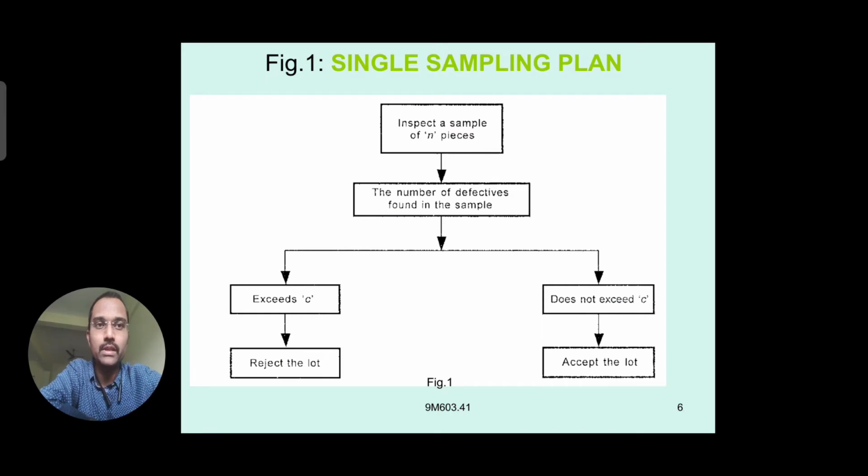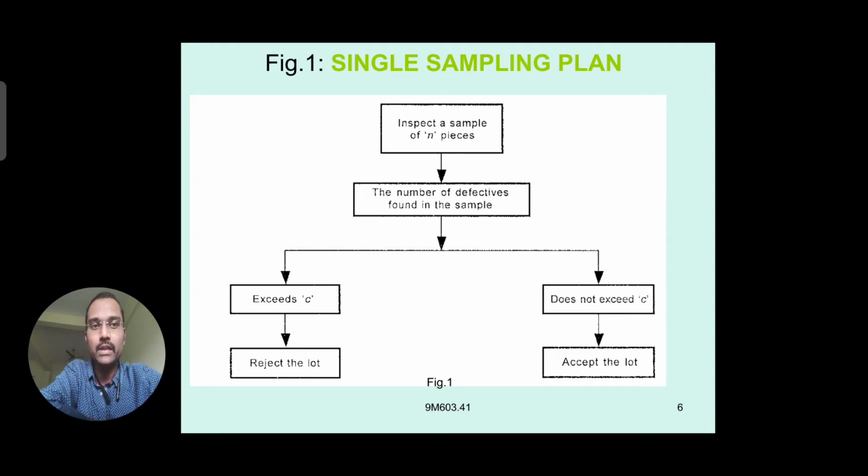So this is a flow chart for a single sampling plan, easy to understand. What we are doing is inspecting a sample of n pieces, a sample consisting of n pieces, some 5 units, in a lot of 50 units. Now we find the number of defective units in the sample, which depends on the acceptance number, C equal to 1, or whether it exceeds 1. In a single sampling plan, the C value is 1. What if it exceeds the acceptance number C? If it exceeds, we have to reject the lot.